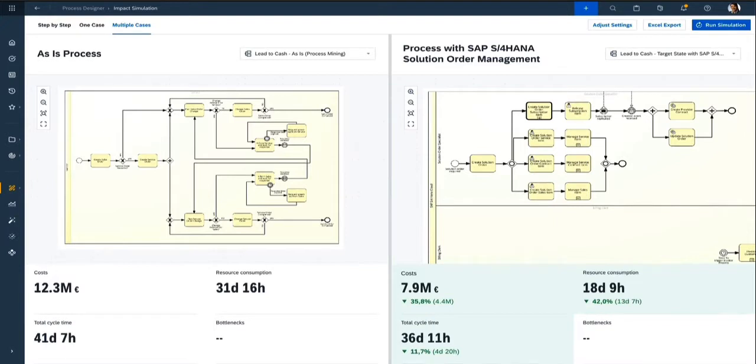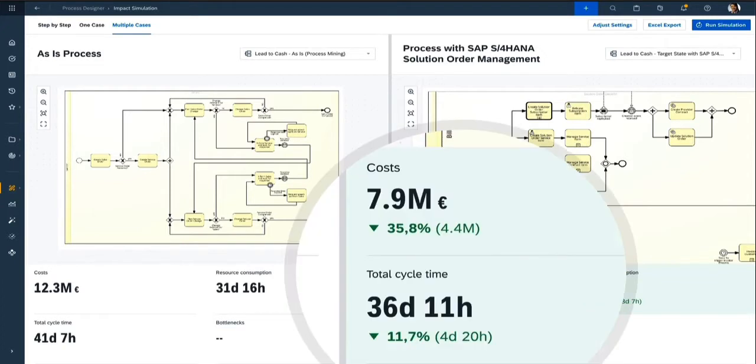Now, do you remember the complex as-is process model that I created earlier from our data? Let's compare it with the streamlined SAP S/4HANA Cloud process to find out how much simpler we could operate. For that, I use the simulation capability in Signavio. The simulation also provides me all I need for a compelling business case.